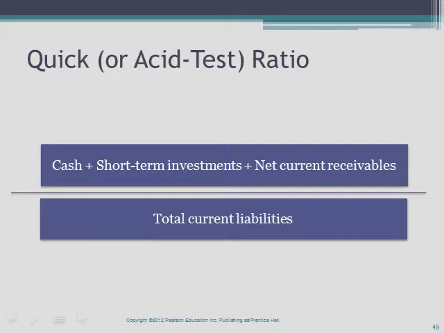Traditionally, companies have wanted an acid test ratio of at least 1.0 to be safe. The ratio needs to be high enough for safety, but not too high. After all, cash and other liquid assets don't earn very high rates of return as inventory and plant assets do.